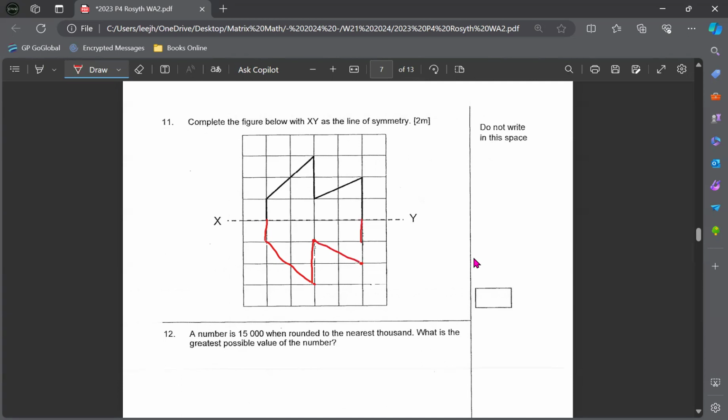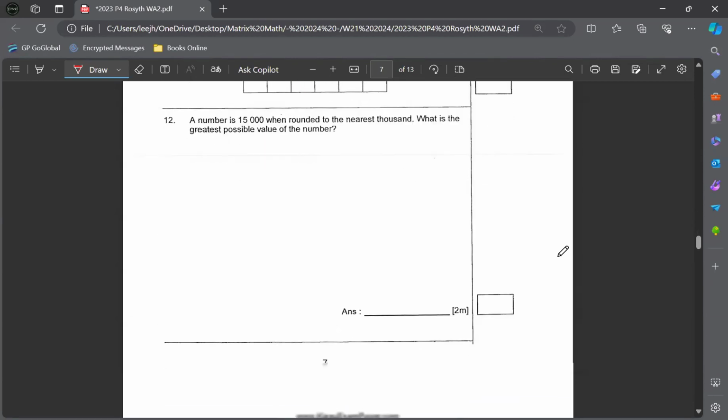Then you join back to the line of symmetry. So you should have something like that, but it must be drawn with a ruler. Okay, because I'm drawing freehand, so it's a little bit crooked. Okay, this is the answer for question 11.